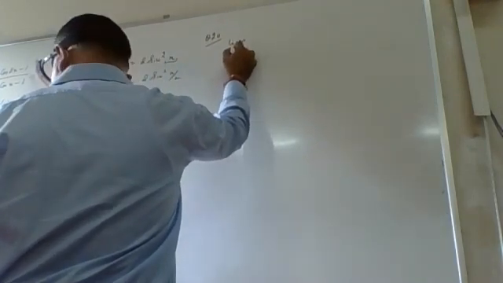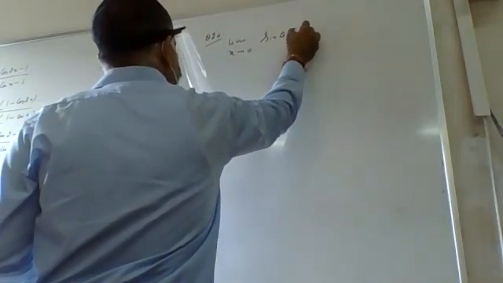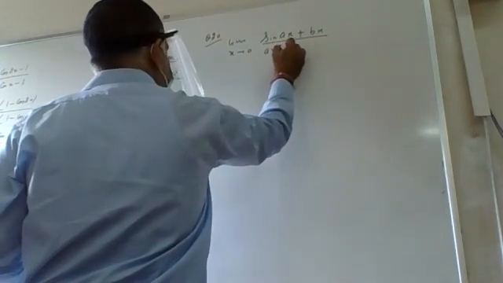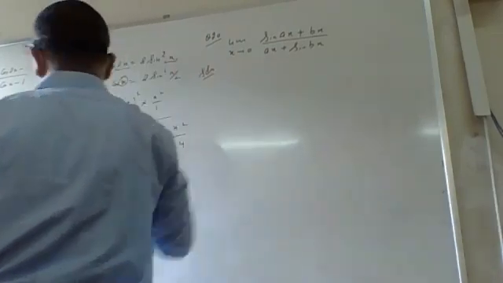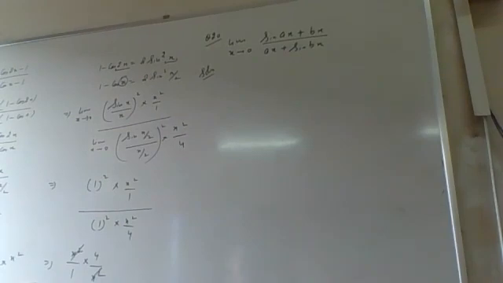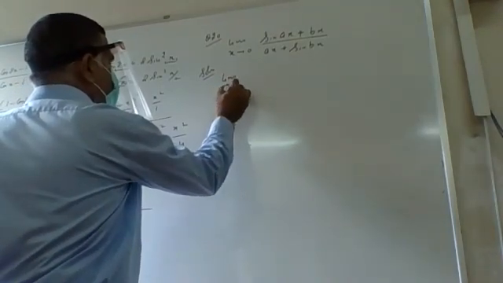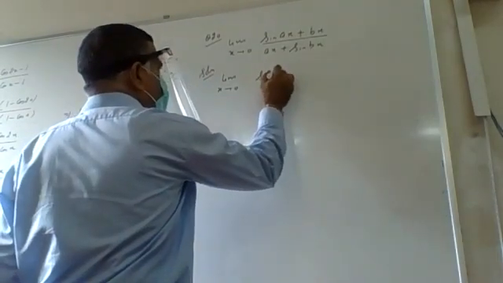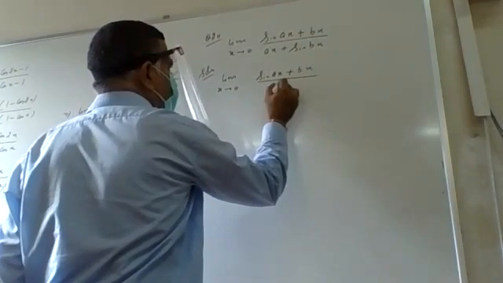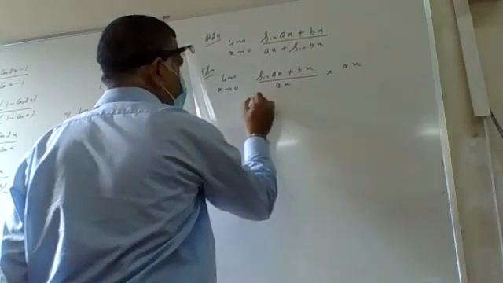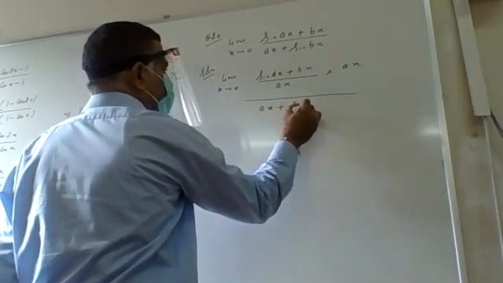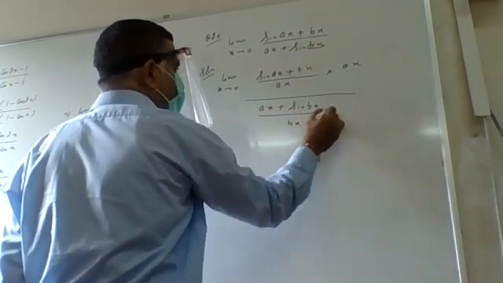Limit x tends to 0, sin ax plus bx upon... limit x tends to 0, divided by ax and multiply by ax over, because here with the sign there's a bx, so divide by bx and multiply by bx.